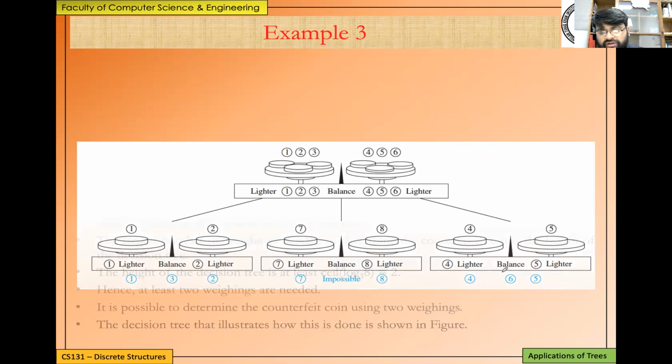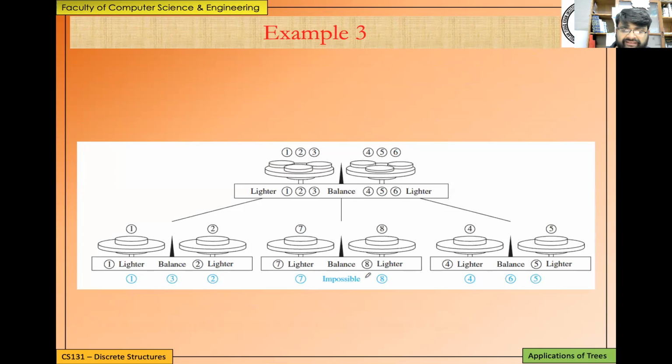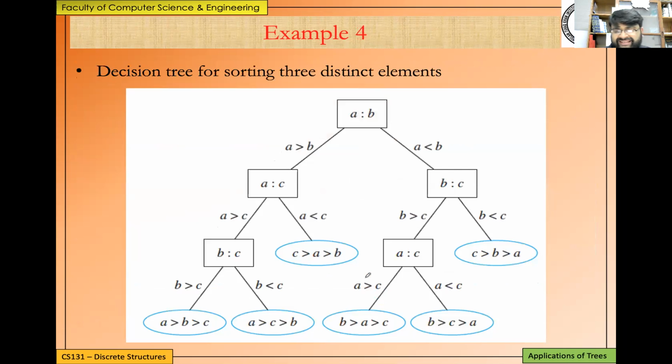And this is done because you have converted into a 3-array tree and not a 2-array tree like I was doing. If you convert it into a 3-array tree, log of 8 to the base 3 is 2, and then you take the ceiling function of it, and it is 2. So those are the number of weighings needed to determine the counterfeit coin using 2 weighings. That's it. So let's take another example.